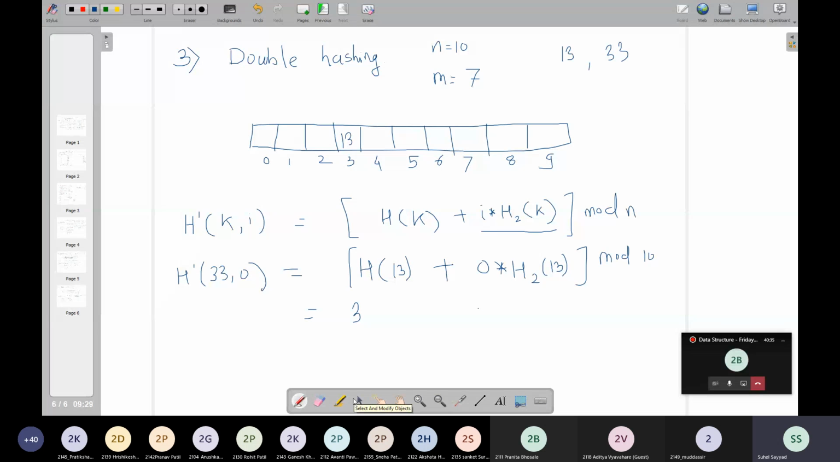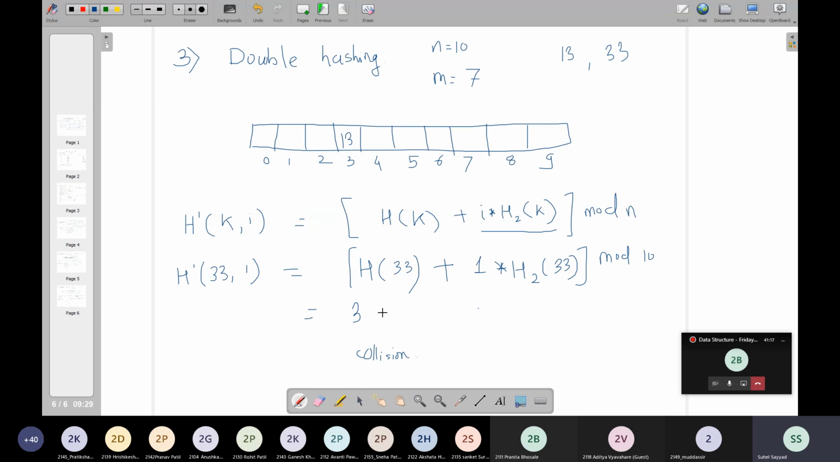33 comma 0. Correct? Which is nothing but h of 33 plus 0 into h2 of 33. What will be the answer for this? As it is 0, h2 will not contribute. The answer I'll get is 3 only, which gives me a collision. Correct? So if it gives me a collision, I'll increment the value of i by 1. So when I increment the value of i by 1, it is h of 33 plus 1 multiplied by h2 of 33, mod n.